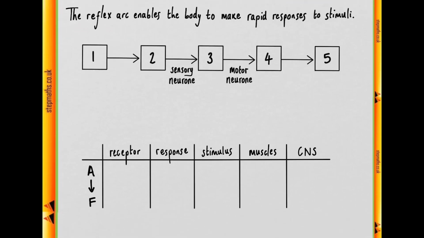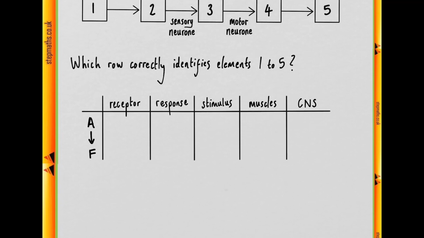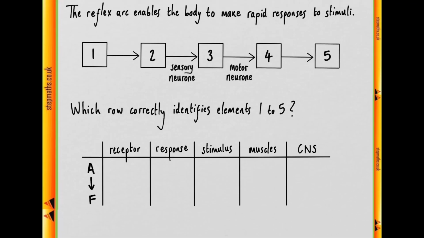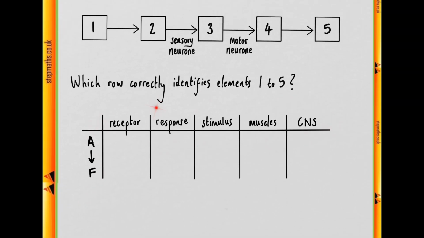So we have this table here, and we're asked to work out which row in the table correctly identifies the elements 1 to 5. So let's have a look at what our elements are. We should note at this point that one of our answers, A through F, will correspond to a specific combination of numbers corresponding to identifying each of these various elements. So we want to find what the elements are and their corresponding numbers before we have a look at our answers. So let's start with what our elements are.